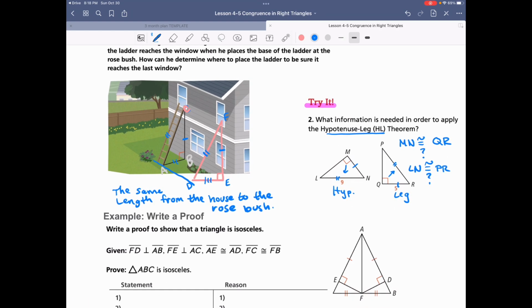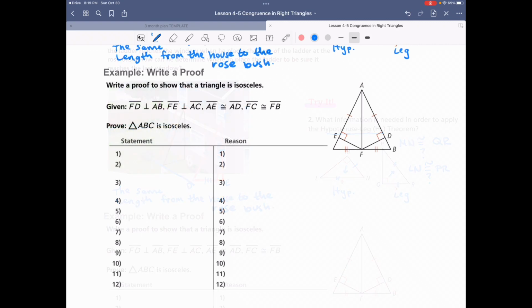On this next example, we're going to be writing a proof. This proof is going to have 12 steps. And we want to show that this triangle is an isosceles triangle. They are giving us that FD is perpendicular to AB. So I'm going to highlight that on here just for you to see it, but you don't have to highlight it because you're going to end up getting too many things highlighted. So after I highlight it, I will erase it.